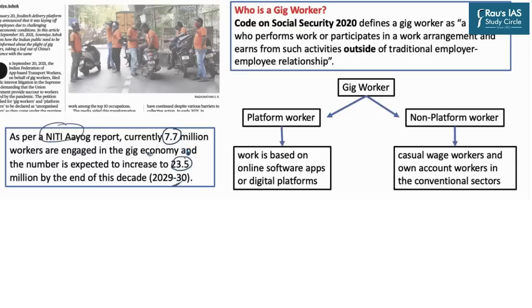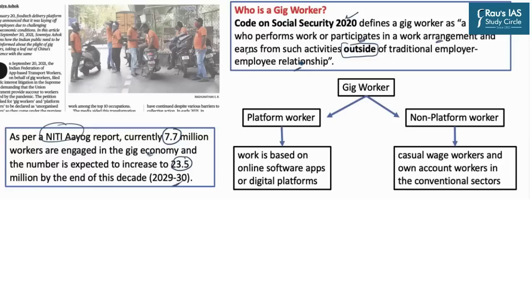Now, who is a gig worker? According to the Code of Social Security 2020, a gig worker is that person who performs or participates in a work arrangement. Arrangement here means a relation between the employer and employee. And that person earns from such activity outside the traditional employer-employee relationship.